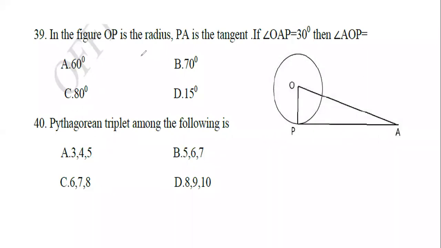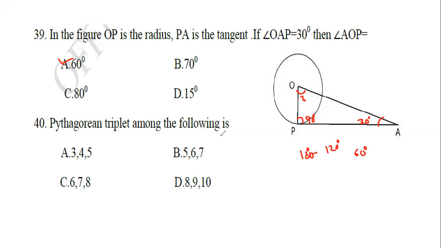In the figure, OP is the radius. PA is the tangent. Angle OAP is 30 degree. You need to find angle AOP. The radius is always perpendicular to the tangent. So this is 90 degree. 90 plus 30 is 120 degree. Sum of the interior angles of a triangle is 180 degree. So 180 minus 120 is 60. This angle is equal to 60 degree. Which option is right? Option A is correct.